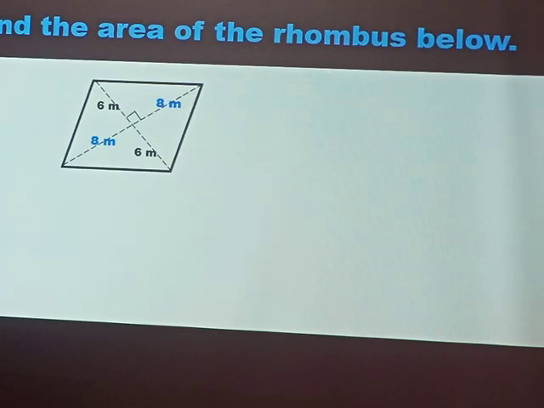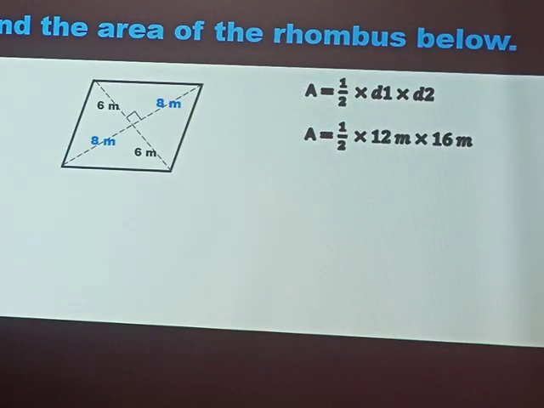Now, let me bring my formula. My formula is a half times diagonal 1 times diagonal 2. Remember, my diagonal 1 is 12, that is 6 plus 6. And my diagonal 2 is 16, that is 8 plus 8. Oh, sorry, I'm talking about centimeters, yet they are in meters. Diagonal 1 will be 12 meters. Diagonal 2 will be 16 meters, coming from 8 plus 8.